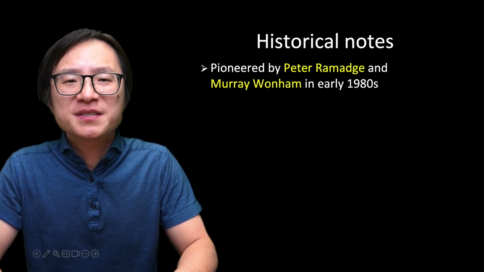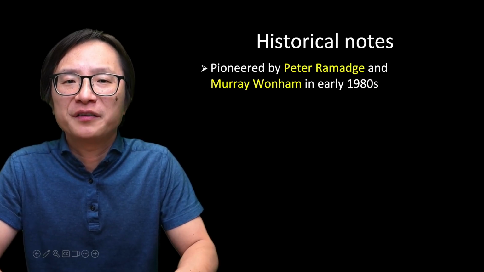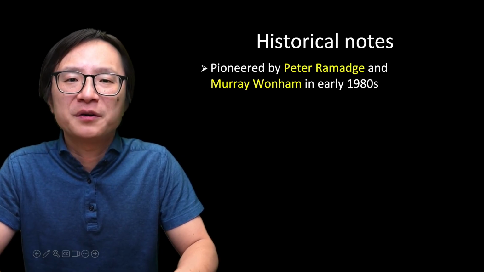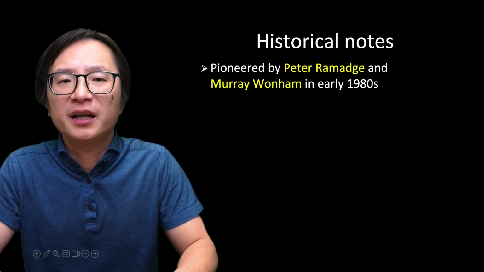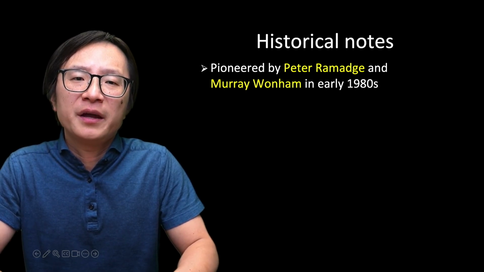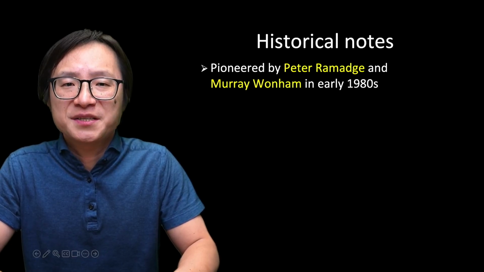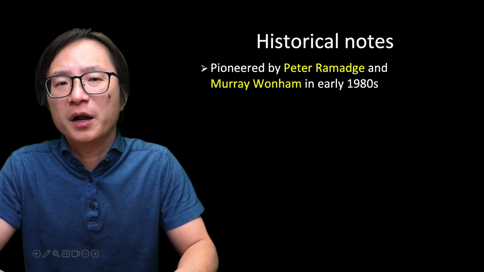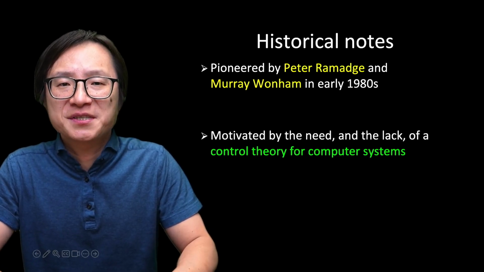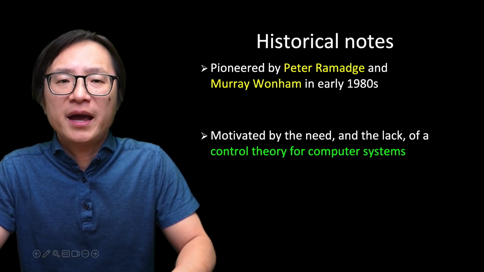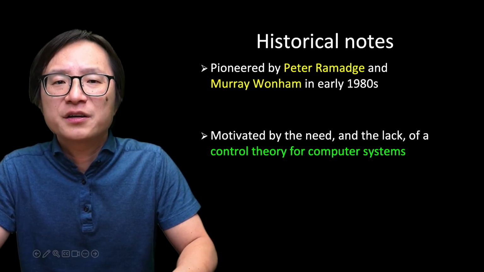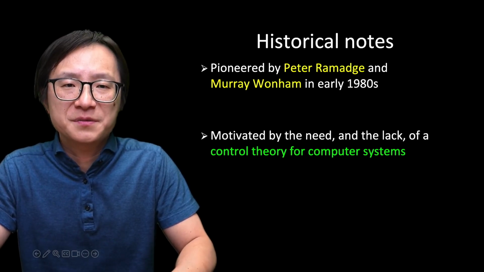Just a few important historical notes to understand where these are all coming from. Supervisory control was pioneered by Peter Ramadge and Murray Wonham in the early 1980s at the University of Toronto. The theory was developed in Peter Ramadge's PhD thesis, and his advisor was Murray Wonham. Back then, more and more complicated computer systems had been developed, and the original motivation for the two was the need and the lack of a control theory for computer systems.